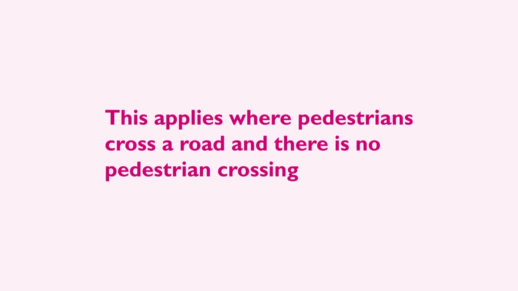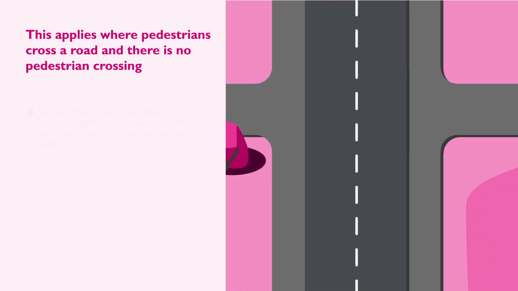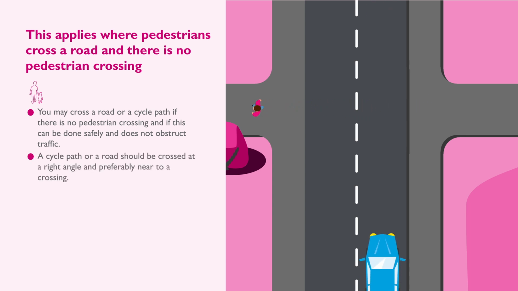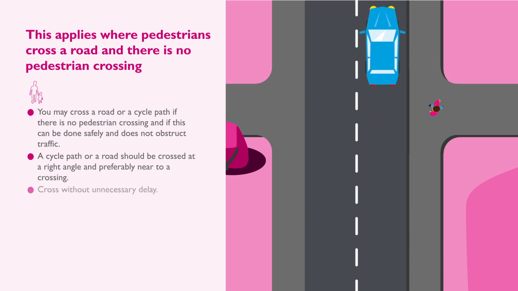This applies where pedestrians cross a road and there is no pedestrian crossing. When crossing, you may cross a road or a cycle path if there is no pedestrian crossing, and if this can be done safely and does not obstruct traffic. A cycle path or a road should be crossed at a right angle and preferably near a crossing. Cross without unnecessary delay.